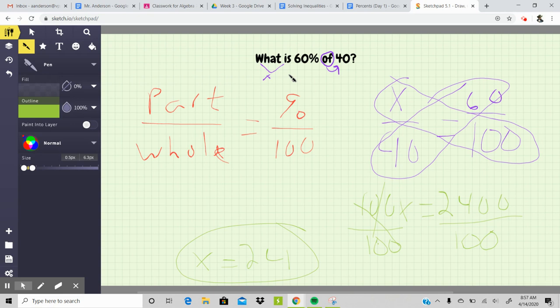And if we even just do some estimating, it makes sense, because 50% of 40 would be 20, right? Because 50% is half. So 60% should be a little bit more than 20, because that's a little bit more than half. And 24 is a little bit more than half of 40. So it looks like we did it right.